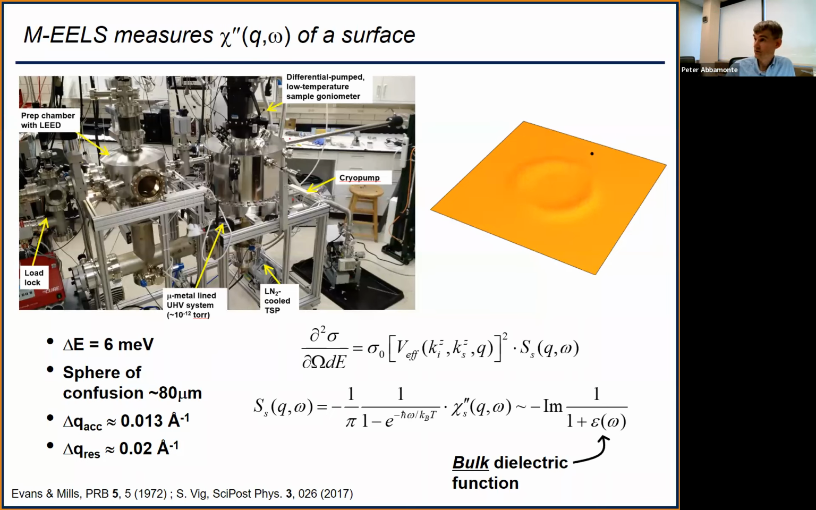So it's actually a bulk technique. It measures the bulk excitations of the system, but it does so through the surface. The way I normally describe it is a bulk probe of the excitations of a semi-infinite system. The fact that a surface is present is important, especially when long-range Coulomb is involved, but you probe quite far into the material. So you see bulk excitations with the technique.